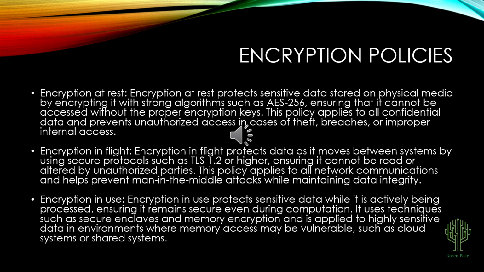This policy defines 3 types of encryption. Encryption at rest protects stored data using strong algorithms like AES 256. Encryption in transit protects data using secure protocols such as TLS to prevent interception. Encryption in use protects sensitive data during processing using techniques like secure enclaves. Together, these ensure data is protected in all states.